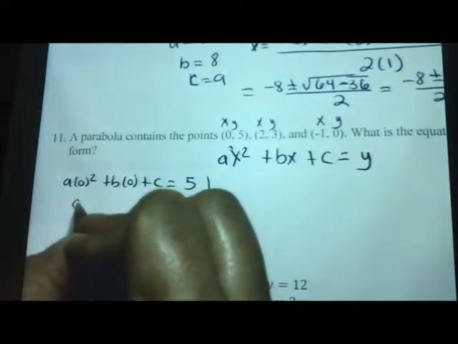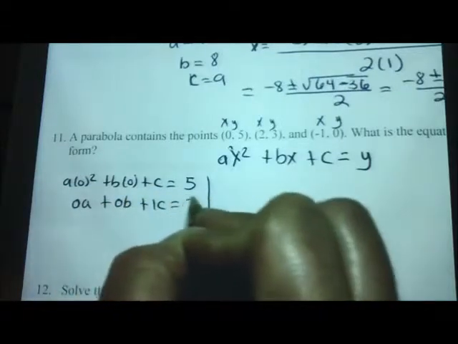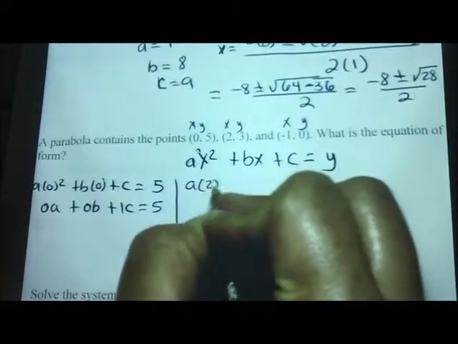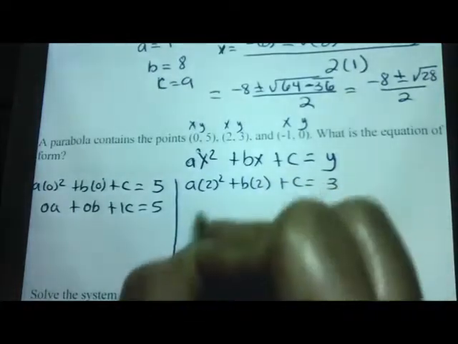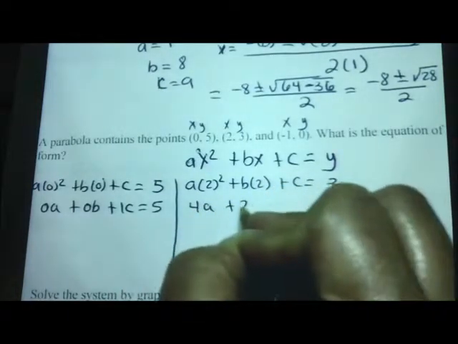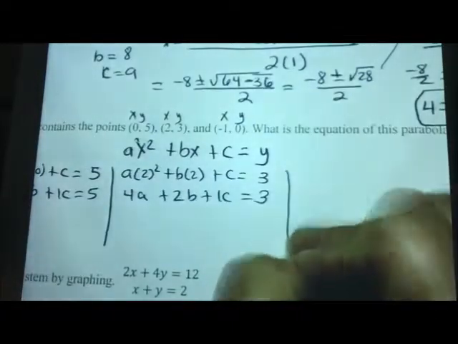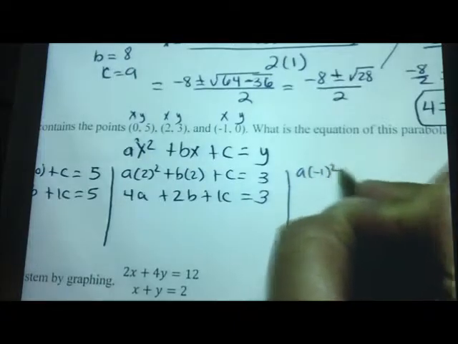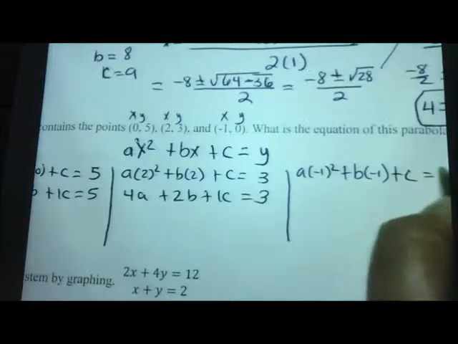So that is just 0a plus 0b plus 1c equals 5. Next point would be a times 2 squared plus b times 2 plus c equals 3. So that's 4a plus 2b plus 1c equals 3. The next point would be a times negative 1 squared plus b times negative 1 plus c equals 0.